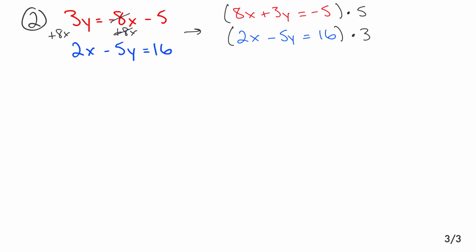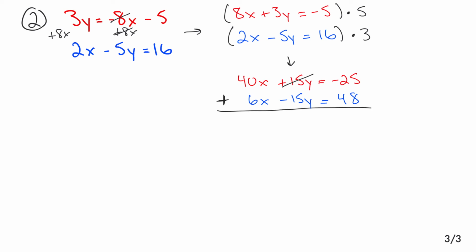When I do that, I will get a 40x, so notice how numbers tend to get bigger with elimination, plus 15y equals negative 25. And then for my blue equation, I have a 6x minus 15y is equal to 16 times 3, which is 48. And now I have a positive 15y and a negative 15y, meaning I can add them together and the y's will eliminate.